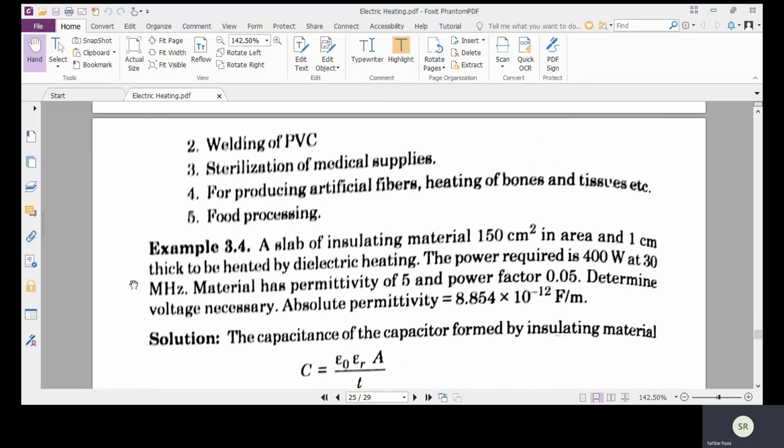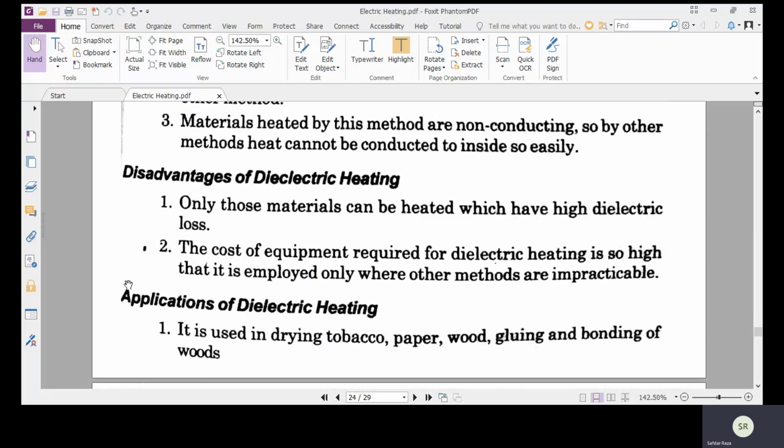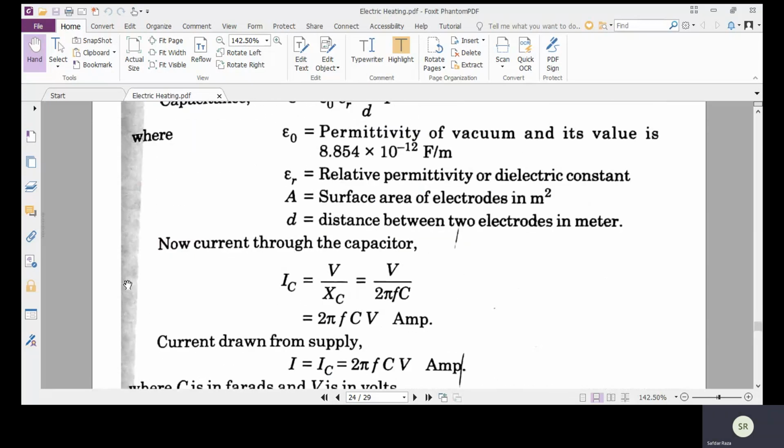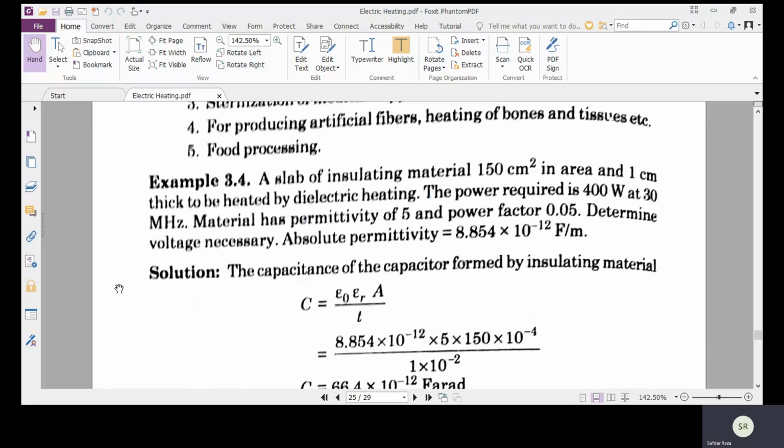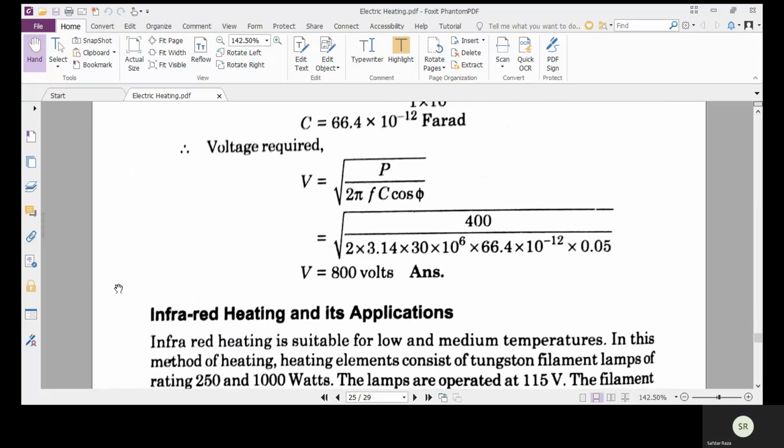Now students, try to solve example 3.4, which is based on the formulas which we have derived and discussed in the previous section. Now we will move towards another form of heating, which is infrared heating, and its relevant applications.